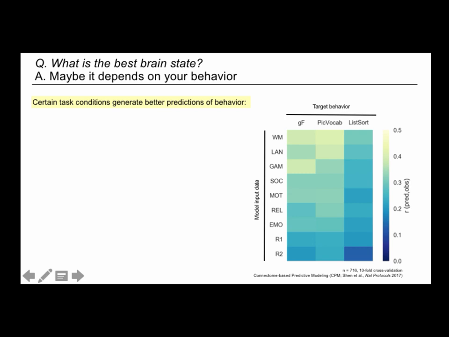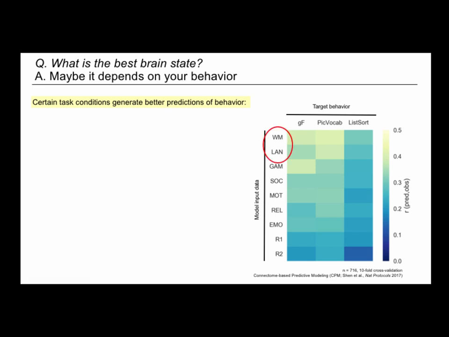but the exact same subjects, trying to predict the exact same behavior, the model works much better if you just feed it the working memory data. So even to predict something that's not necessarily related to working memory, like this vocabulary measure, we're better able to predict vocabulary while people are doing a working memory task than while they're just resting. And I think this is a really compelling point.